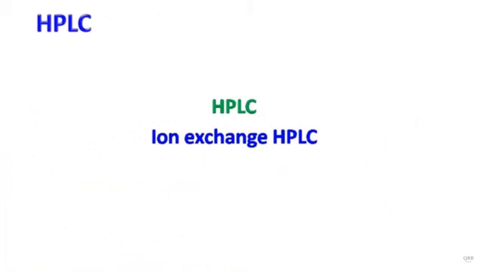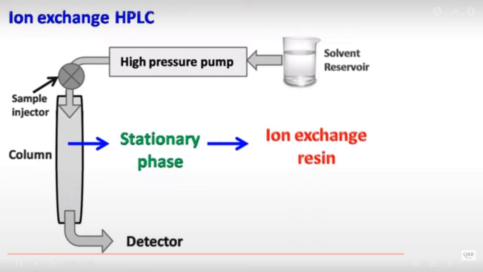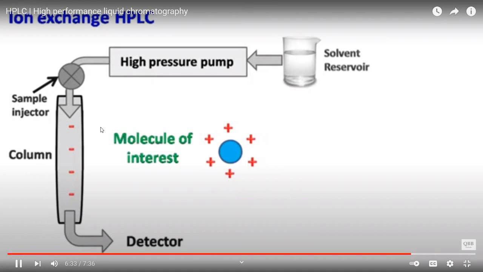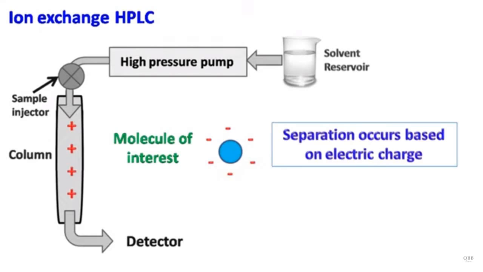Ion exchange HPLC. In this method, the stationary phase has an ionic charge. If the molecule of interest has a positive charge, then the stationary phase is kept negative. And if the molecule of interest has a negative charge, then the stationary phase is kept positive. Hence, separation occurs based on the molecular charge.